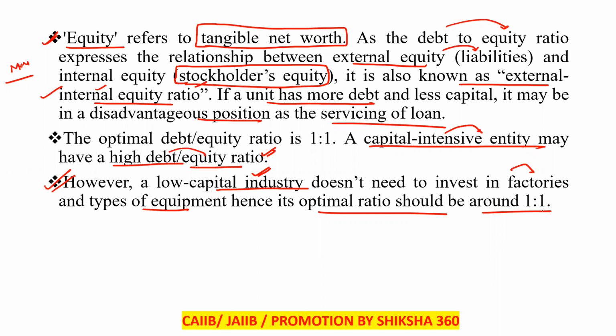As they are already saying here, a low capital industry does not need to invest in the factories and the types of equipment. Hence, its optimal ratio, in that case, should be around 1:1.